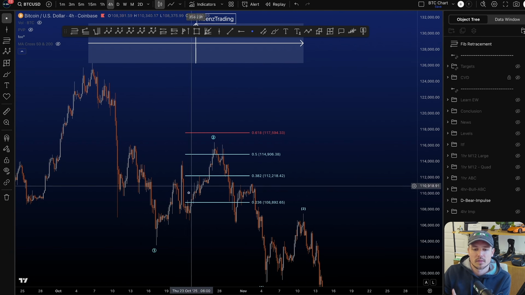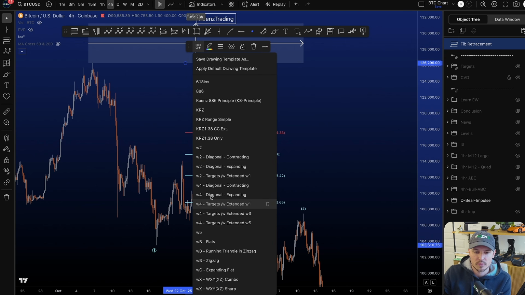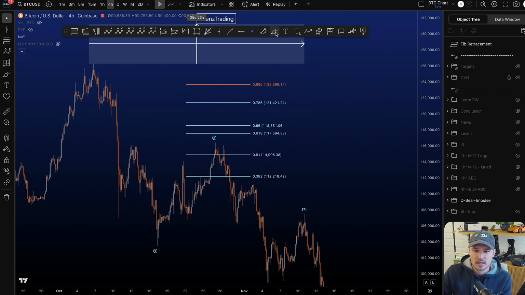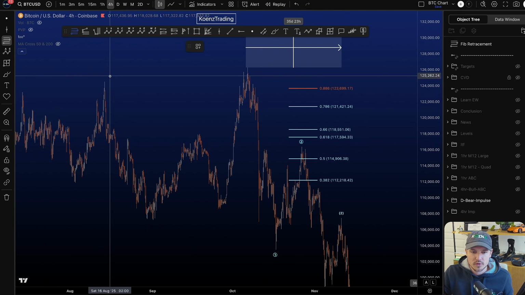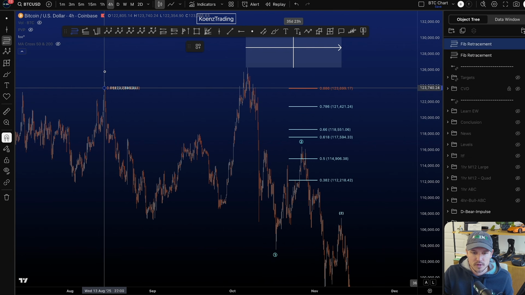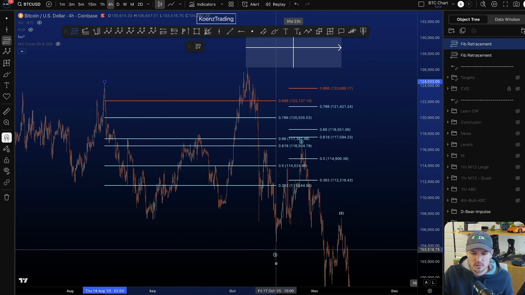So, okay, we get this move to the upside. We toggle on the fibs, and we toggle on all of the fibs. There we go. Minimum target for retracement of an impulse, the 0.382. Even if we would consider a W, X, and a Y, you take a Fibonacci from the start of W to the end of the impulse.